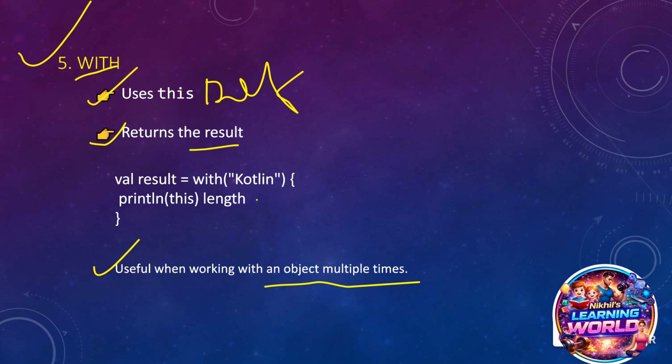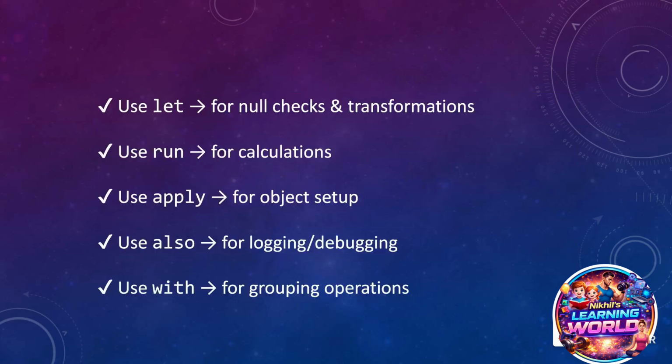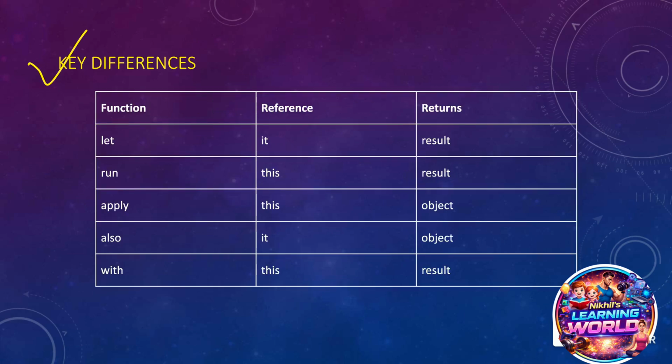You can see the key difference in what each function references and returns. Let always refers to it and returns a result. Run refers to this and returns a result. Apply refers to this and returns the object. Also refers to it and returns the object. With refers to this and returns a result.